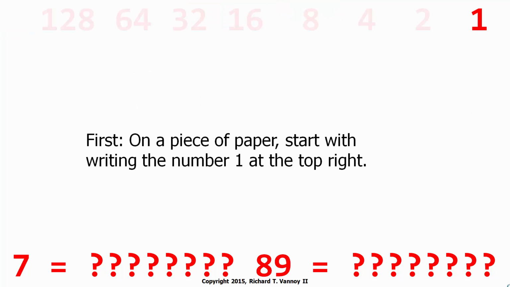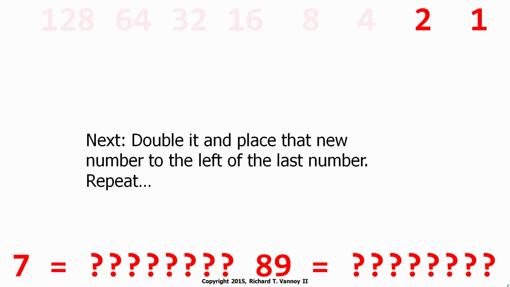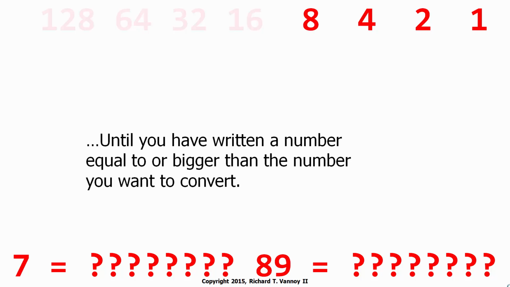Well, the first thing you do, grab a piece of paper, and up at the top of the paper on the right, write the number 1. Then write the number 2. What you're going to be doing is doubling the number each time. So we're going to double the number, place the new number to the left of the last number, and just repeat 4, 8, 16, and so on until you get a number that is bigger than the number you want to convert.